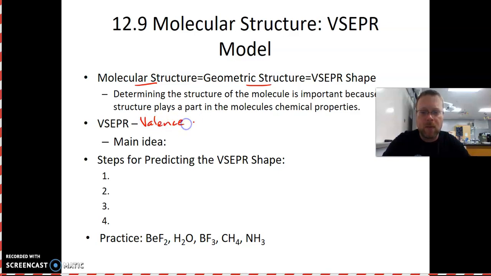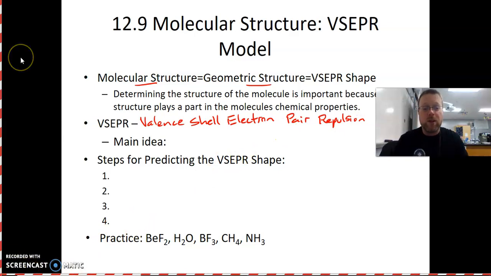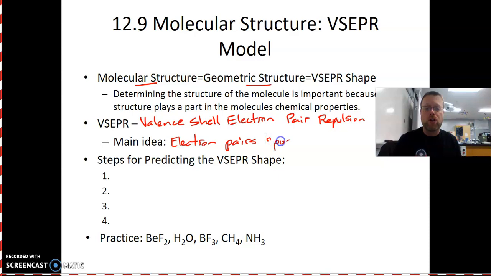valence, shell, electron, pair, repulsion. Okay, so the main idea behind valence shell electron pair repulsion is that electron pairs push away from each other.